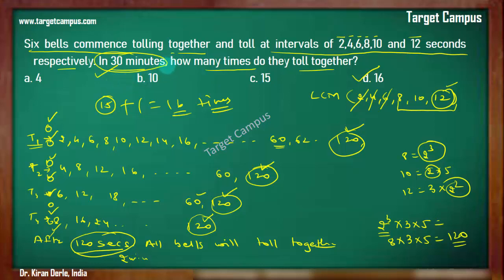If the question would have been, in 30 minutes how many times do they toll together after starting, then your answer would have been 15. But in this case it will be 16. Try to understand this thing.